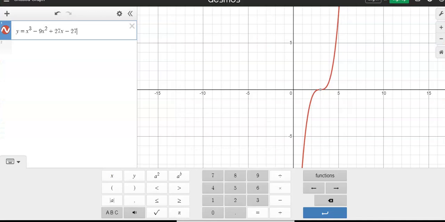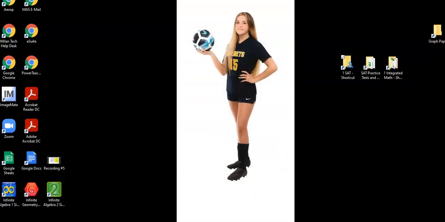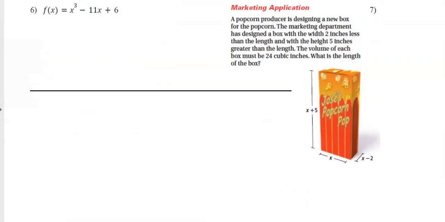So x to the third minus 11x plus 6. And sure enough, we have the 3. Then we have the 1 at 0.56, and we have that 1 at negative 3.56. So this one didn't give me 3 nice rational ones. It only gave me 1. So I just wanted to show you that that list is only the possibilities. It doesn't really tell you that it has to be from that list. All right, last one, marketing design.